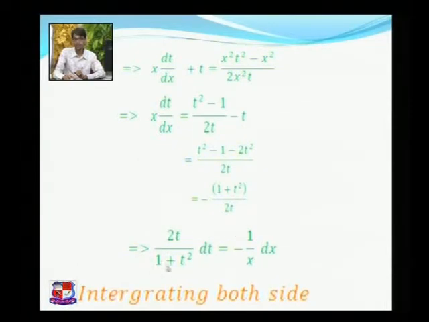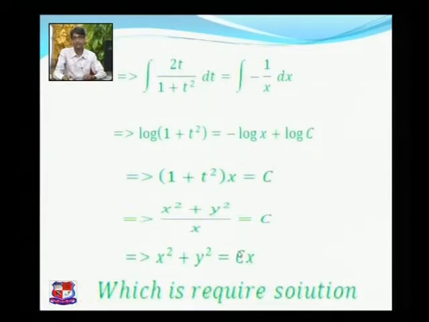On the left hand side are all the terms with t, and on the right hand side are all the terms with x. So we integrate the left side with respect to t and the right side with respect to x. So the integration of 2t upon 1 plus t square into dt is equal to minus integration of minus 1 by x dx.